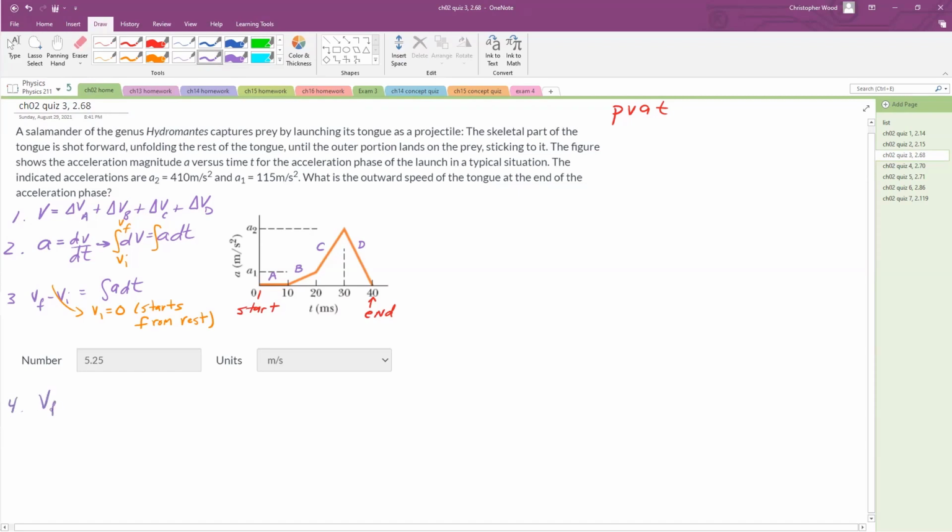V final is basically saying, what is your velocity at a point in time? And typically we just use that V. So I'm going to drop the subscript, because whenever you just see V without a subscript, that means the velocity at a given point in time equals, in this case, the integral of a dt.